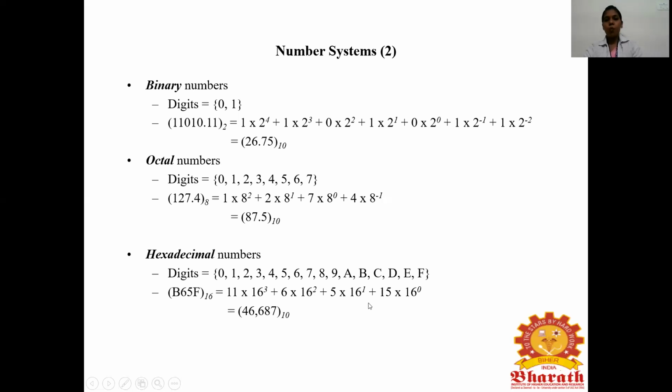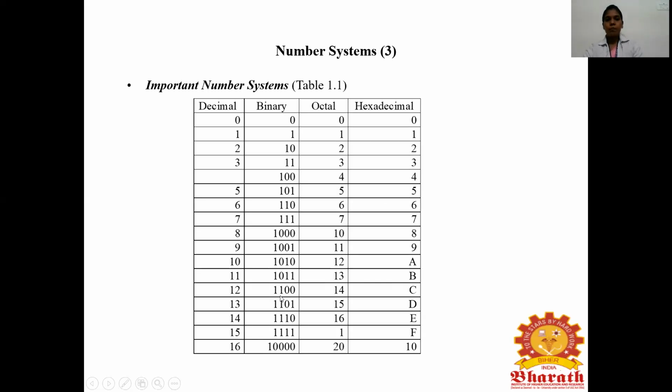5 into 16 power 1 plus 15. F is equivalent to 15, so 15 into 16 power 0. So we get the answer 46,687 to the base 10.